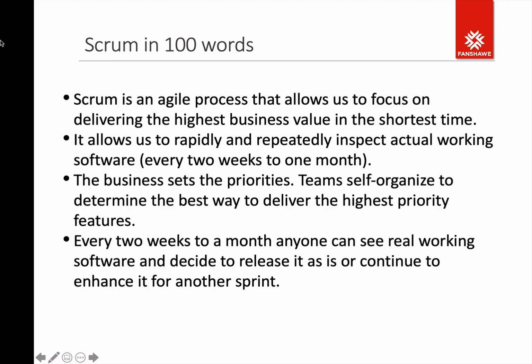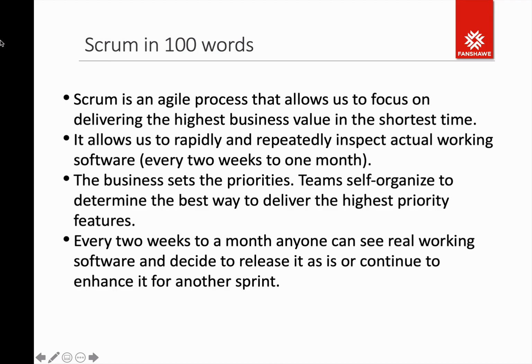What's going to happen in this methodology is teams will self-organize to determine the best way to deliver the highest value features. Traditionally, we would have had a project manager or some manager within the organization dictate which developer is going to work on whatever piece of the system. But usually in Scrum projects, the development team is allowed to select what they want to work on next.